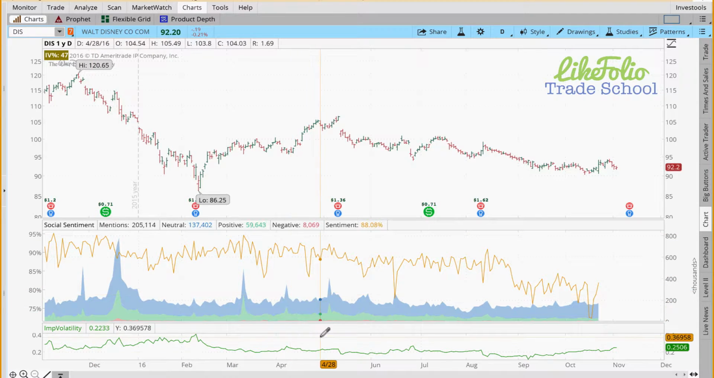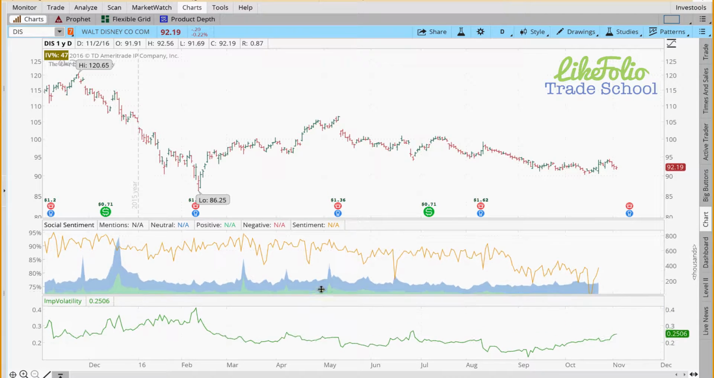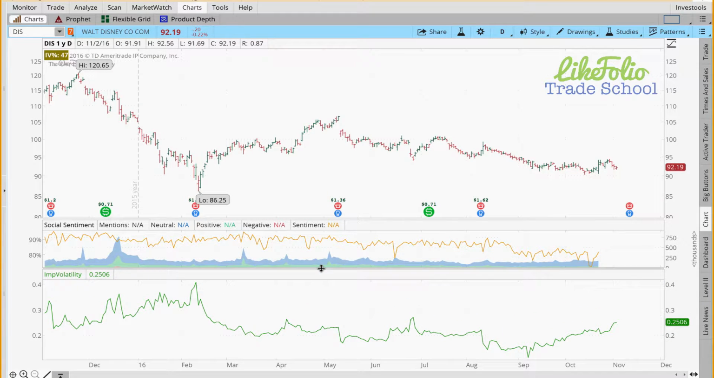For now, covered calls, an interesting strategy. Disney is definitely a good opportunity for a covered call, and here's why. First of all, if we look at implied volatility, it tells us that there's some decent premium in Disney's options based on the implied volatility graph here.